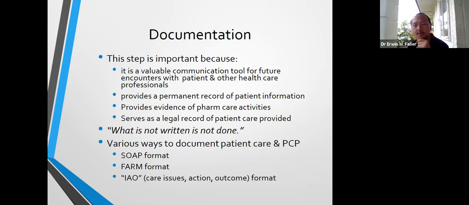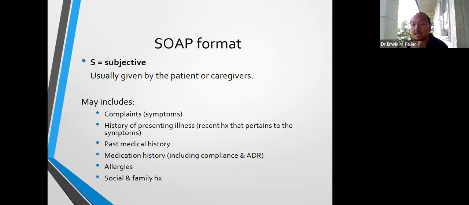So this particular documentation can be SOAP format or FARM format, or it can also be an IAO or Care Issues Action Outcome format, which is going to be discussed later on. This documentation can also be the SOAP format, where S stands for subjective, which is usually given by the patient or caregivers in terms of their complaints, the history of presenting illness, the past medical history, the medication history, the allergy, and the social and family history.